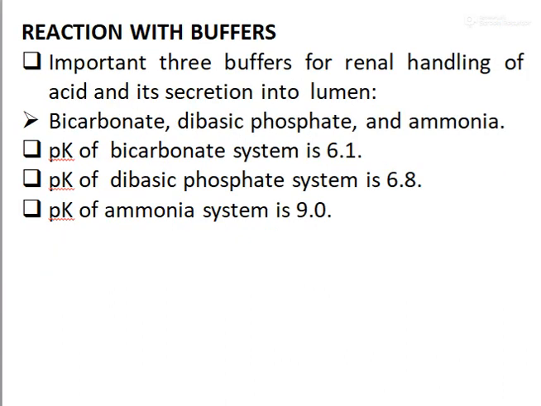Now come to the reaction with buffers. There are 3 buffers that are important for renal handling of the acid and its secretion into the lumen. One is the bicarbonate, second is the dibasic phosphate, and third is the ammonia. The pK of the bicarbonate system is 6.1, that of the dibasic phosphate system is 6.8, and the ammonia system is 9.